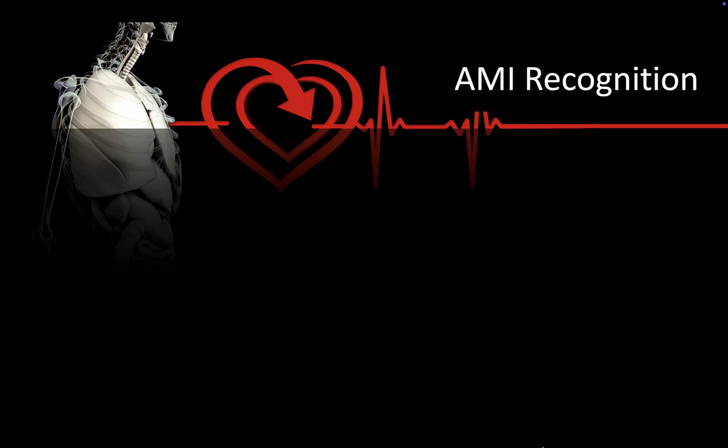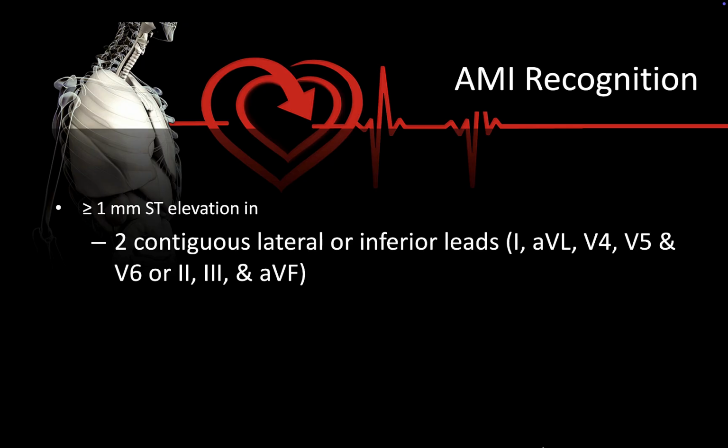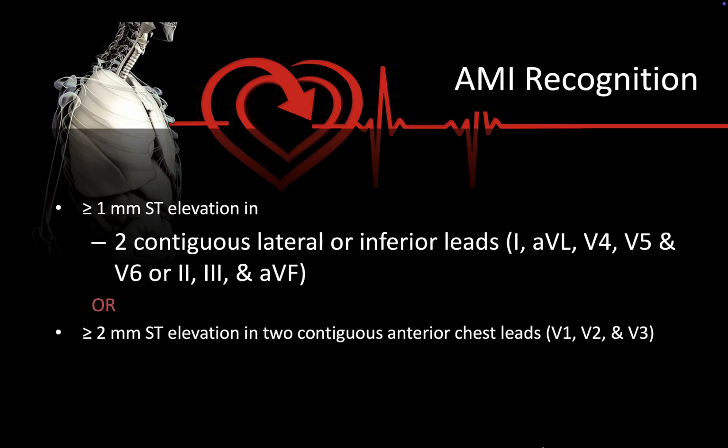But what I'm going to lay out here is a pretty common set of criteria that's used to make this determination. The first is that you have to have ST elevation greater than 1 millimeter, so one little box, in 2 contiguous lateral or inferior leads. Those are the leads that are listed here. Or greater than 2 millimeters of ST elevation in 2 of your anterior chest leads. So that's V1, V2, and V3.